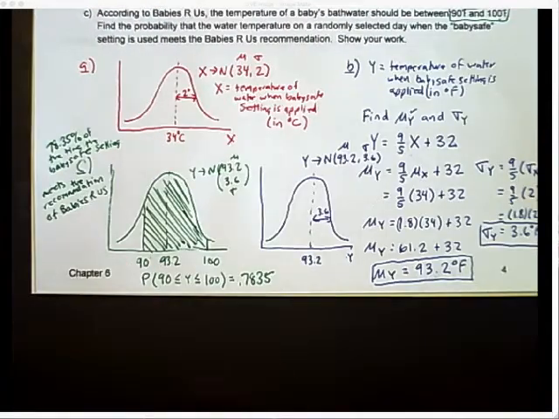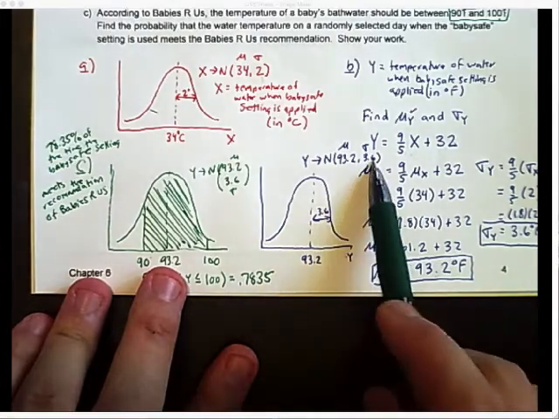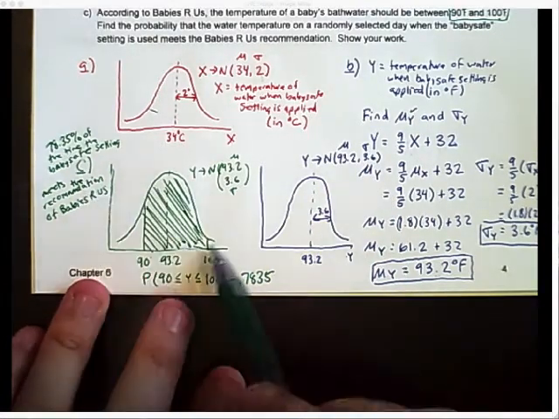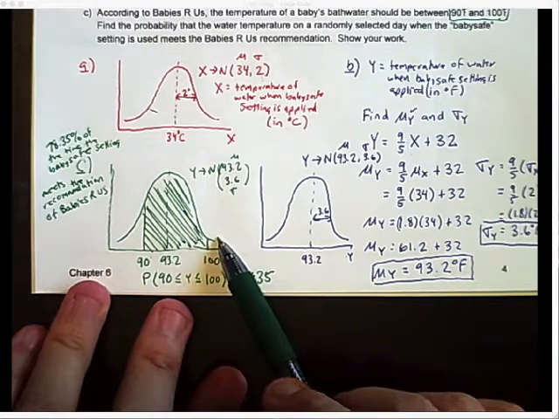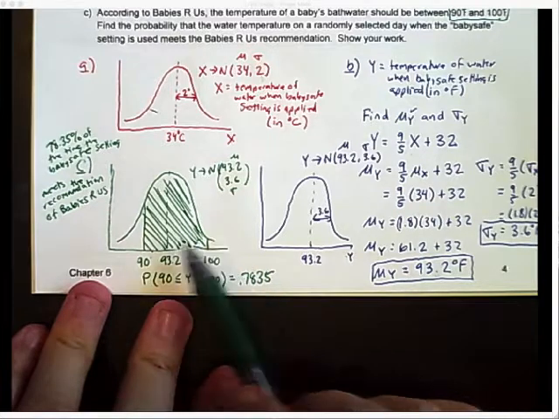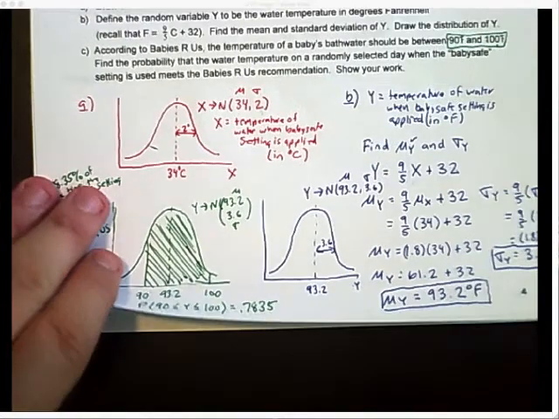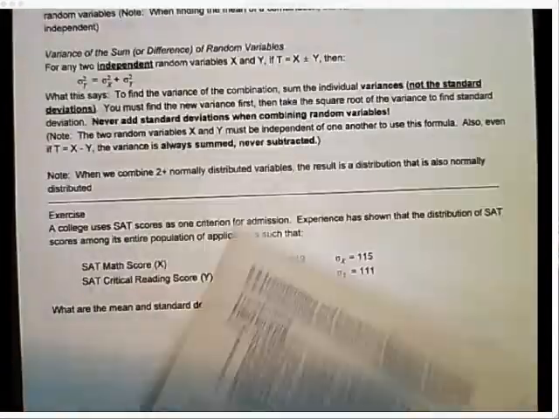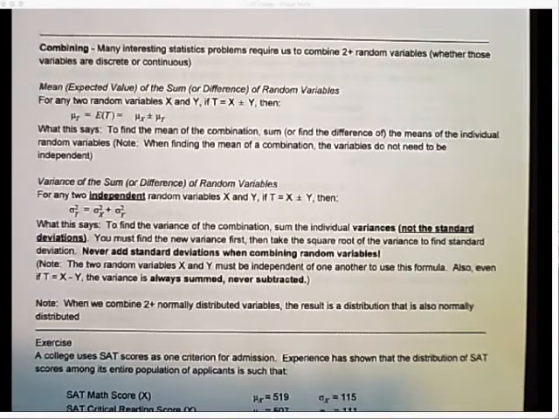Okay, so that's how we do it. So what did we do here? We started with an X distribution and we transformed it into a Y distribution. And the question they were asking me to do is calculate a probability of this continuous random variable using a normal curve. That's what we were asked to do. So that was transforming data. We can also combine random variables.